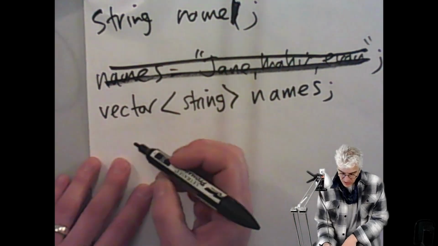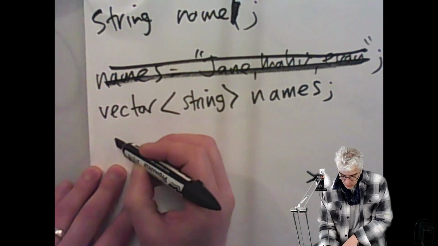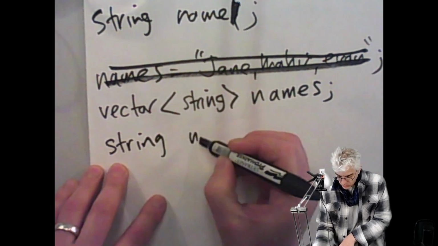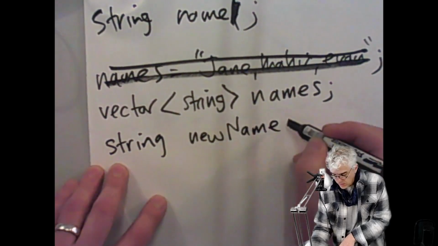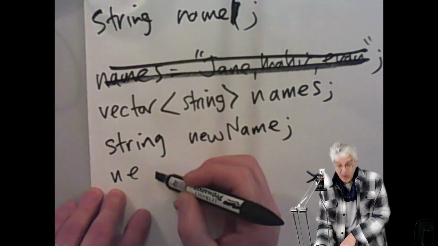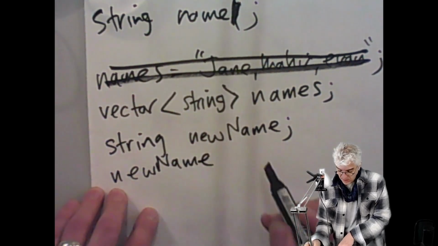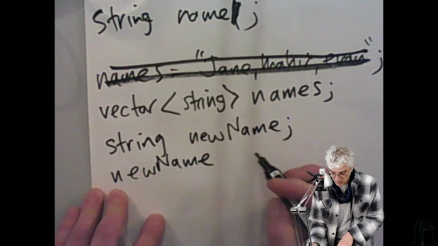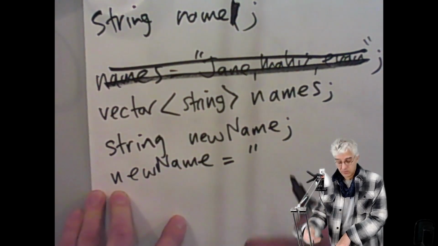But I'm going to say we have a new name. So I'm going to make a string called newName, and then I'm going to say the new name I want to put in my list. And again, we're doing camel case, a lowercase n at the beginning and then a capital N in the middle. newName equals, because it's a string, I use quotes.